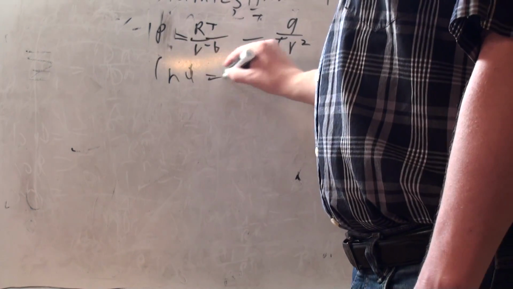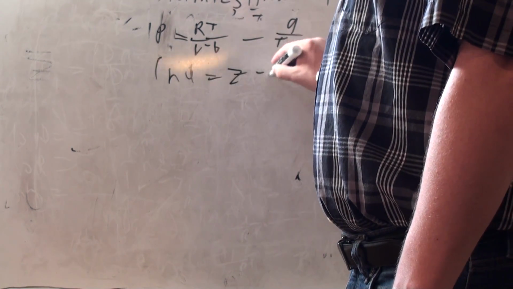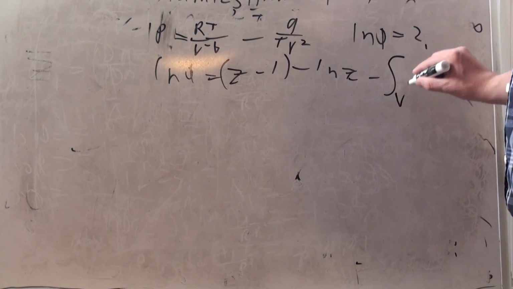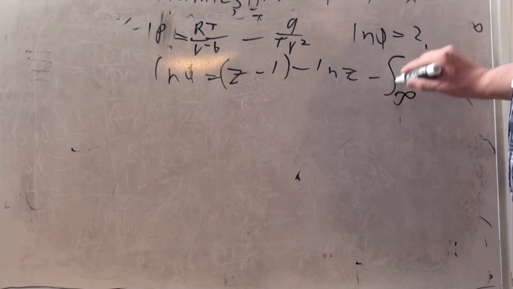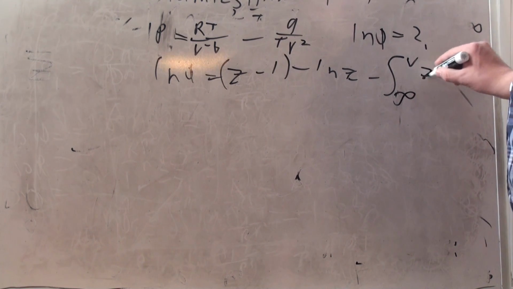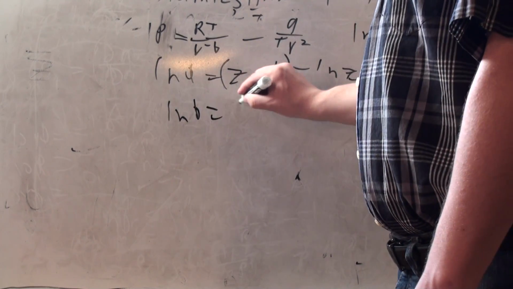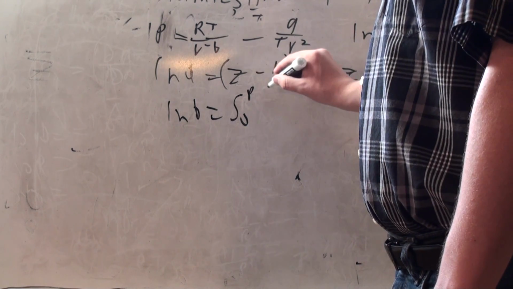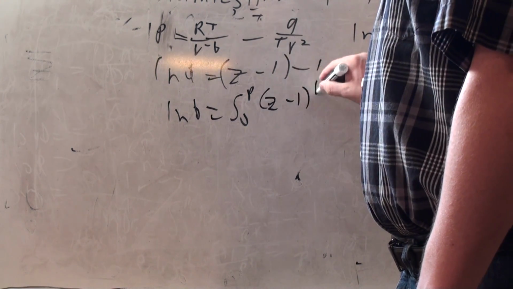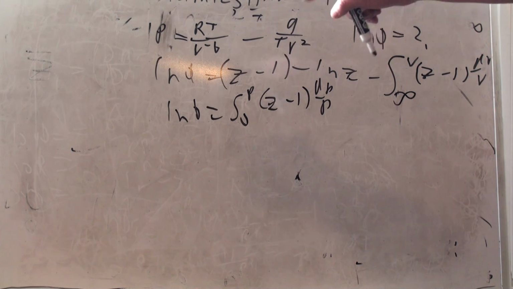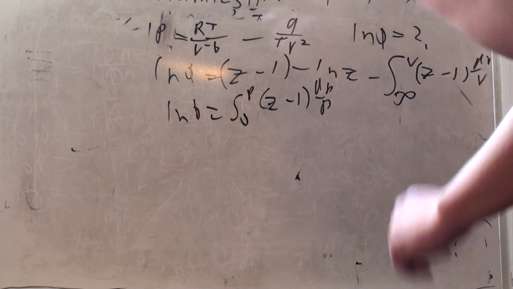So I have natural log of phi equal to z minus 1 minus natural log of z minus the integral from v to infinity of z minus 1 dv over v, or natural log of phi equal to the integral from 0 to P of z minus 1 dP over P. Which one do I use? This is really easy, actually. All I have to do is convert that to z and see what's left.